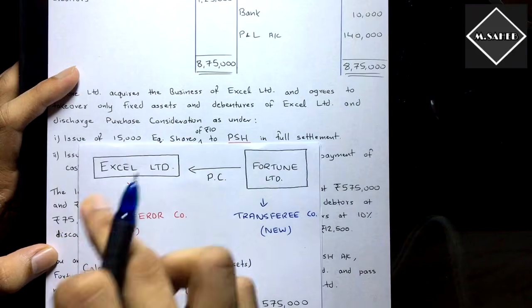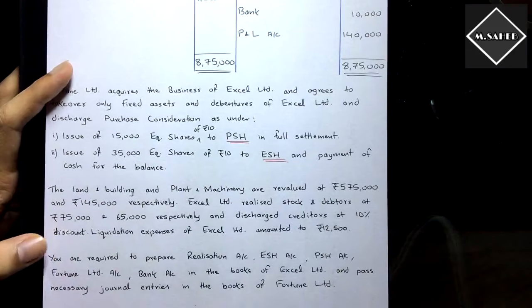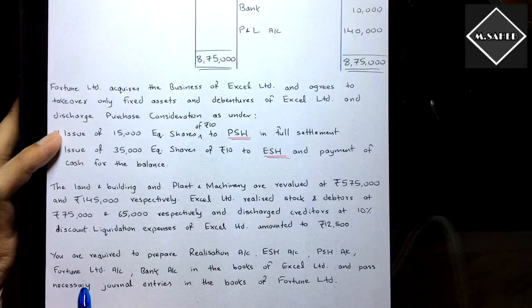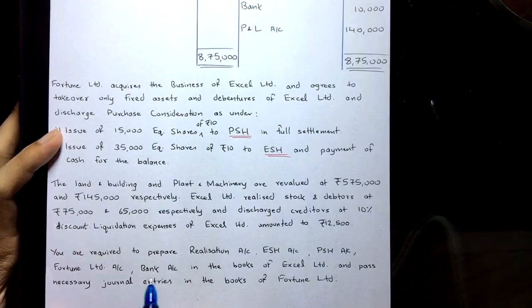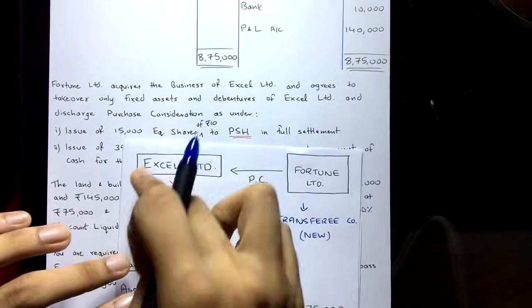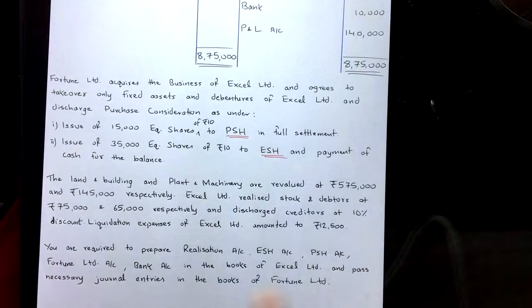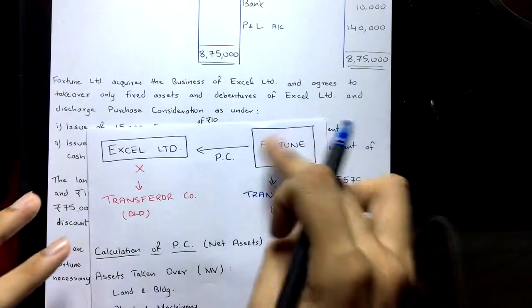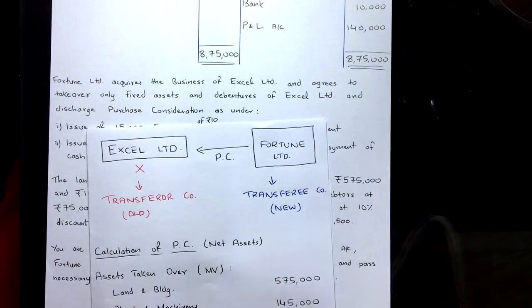its own. Okay, right. Then you are required to prepare the realization account, equity shareholder account, preference shareholder account, Fortune Limited account. This is the transferee account, bank account in the books of Excel Limited. We have to prepare the ledger accounts here in the books of Excel Limited, and they are saying pass necessary journal entries in the books of Fortune Limited. So in the books of the new company, Transferee Company, we have to pass certain journal entries.